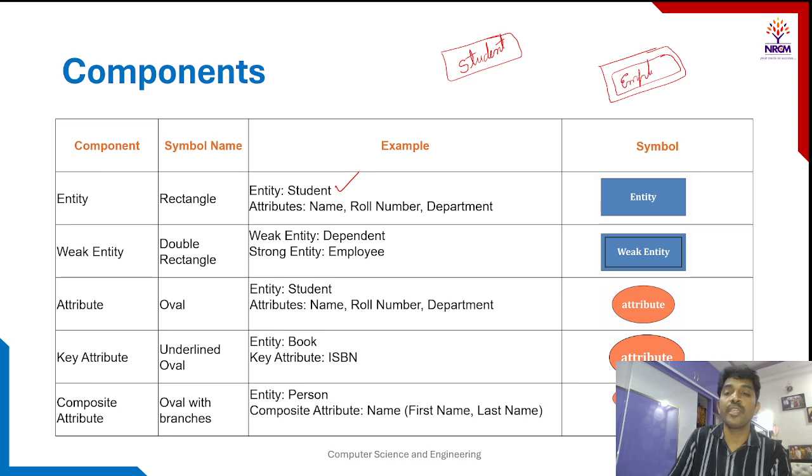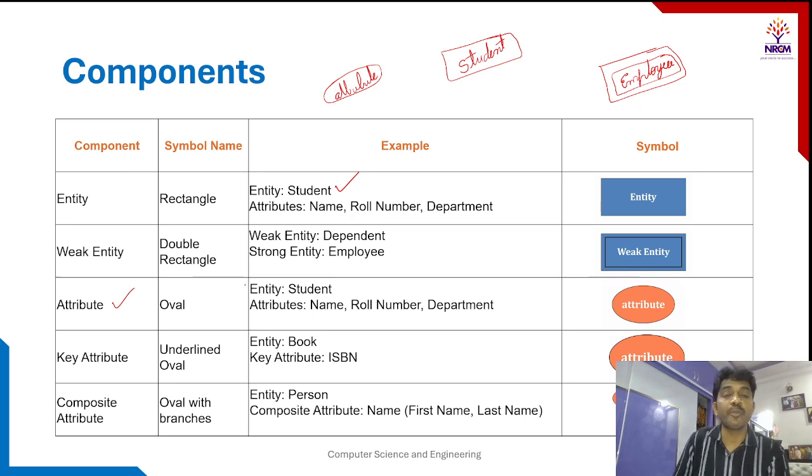So employee, right? And the attribute. Next, the attribute we are going to represent with the oval symbol. Oval symbol, right? Take the student, and the attributes name, roll number, department are called attributes. Attribute is nothing but a property of the entity.